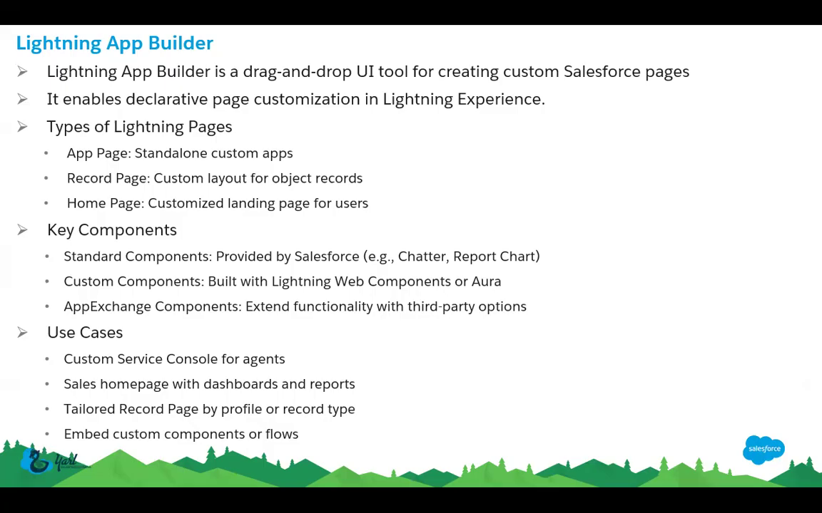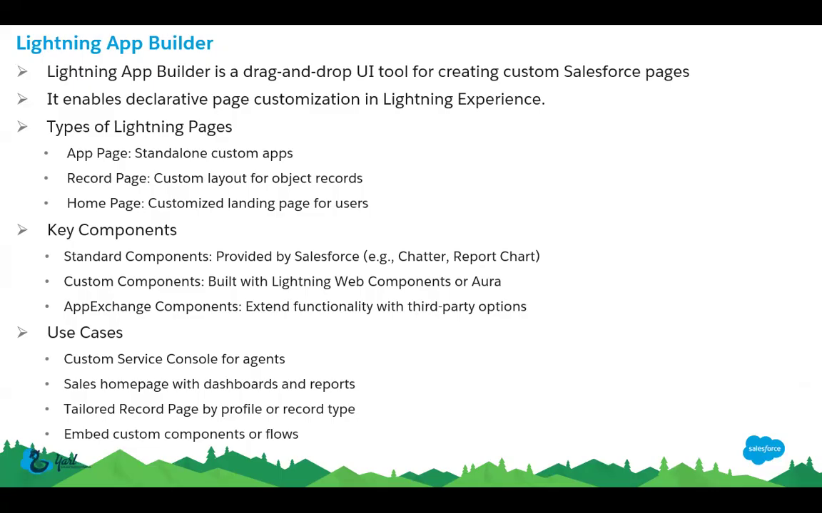Types of Lightning pages. So you can create three different types of Lightning pages. One is app page, the other one is record page, the other one is home page. So app page means a standalone custom application. Let's say you want to create a one page application. You are going to create an application with just one page. That's it, nothing else. Then you can create an app page for that.